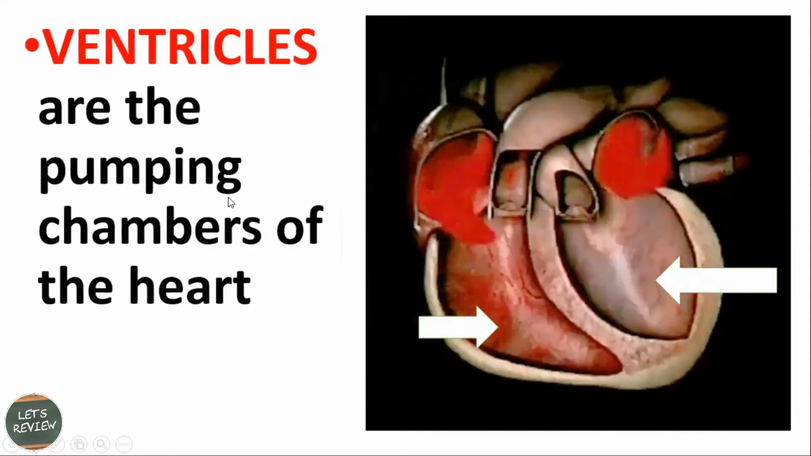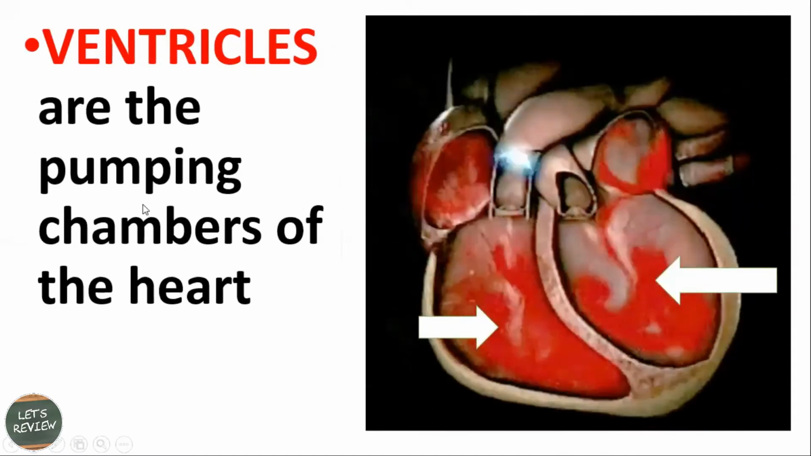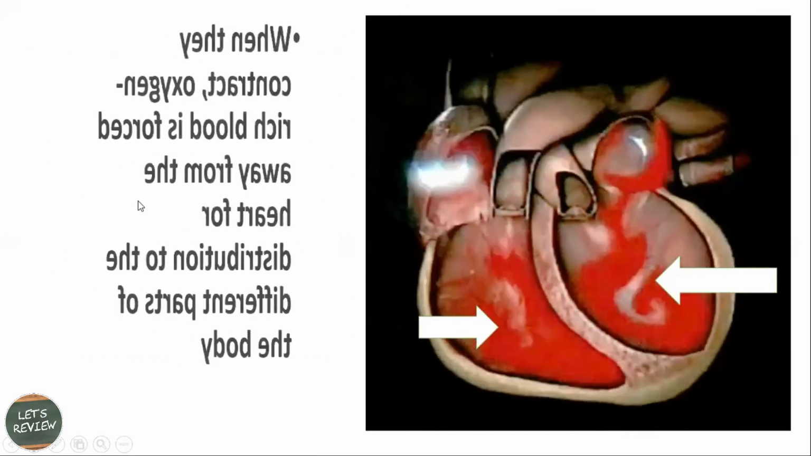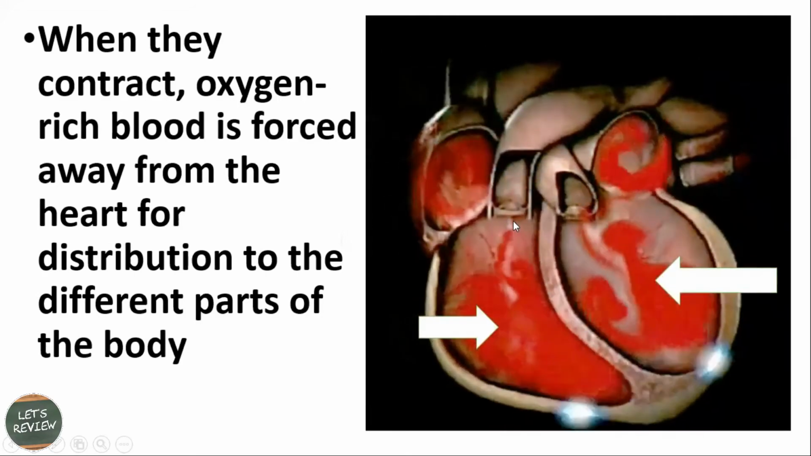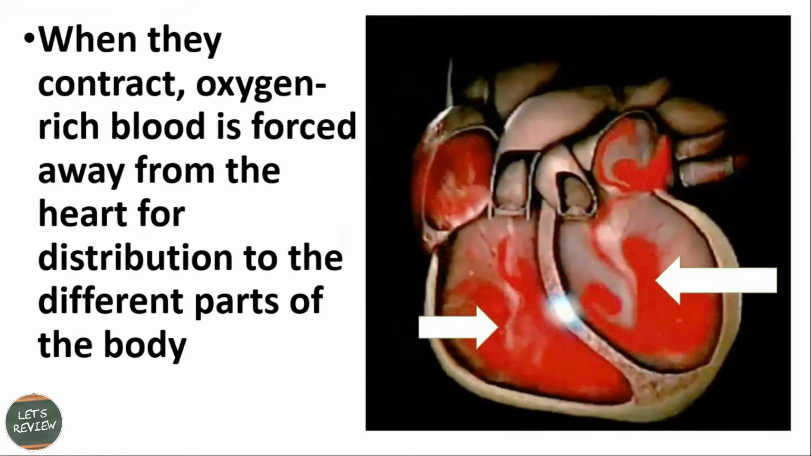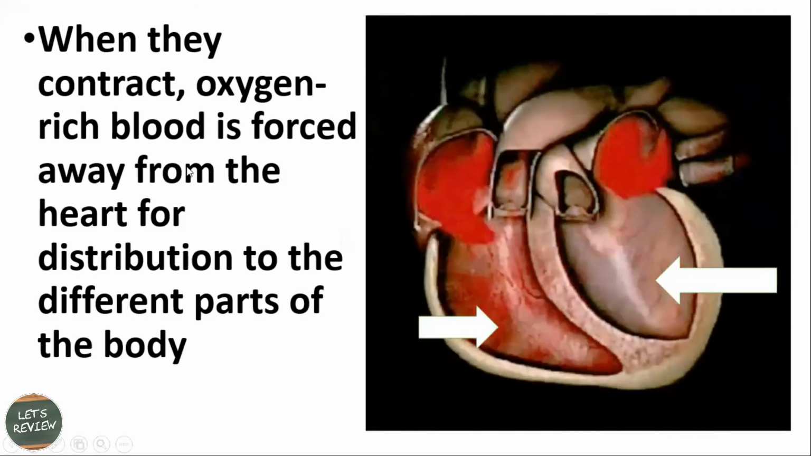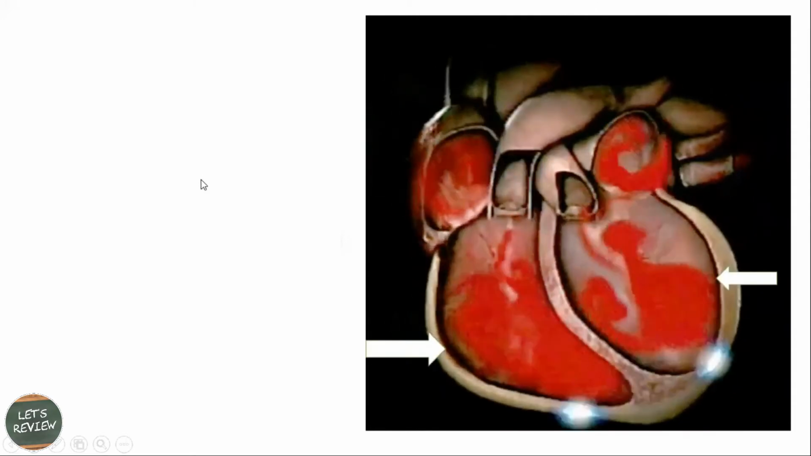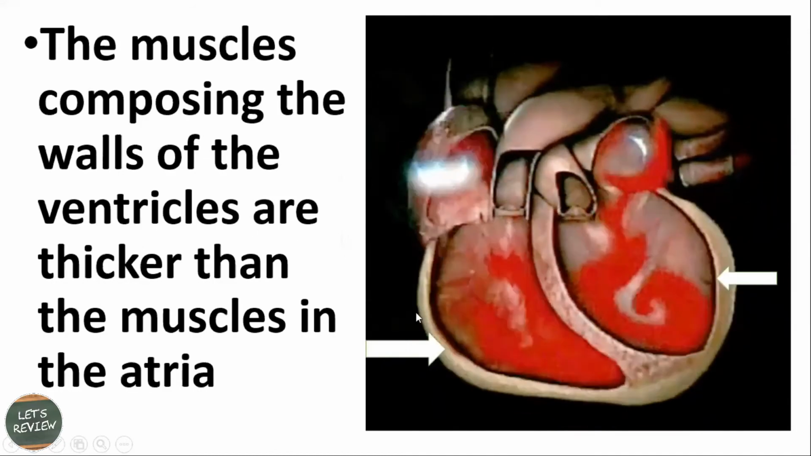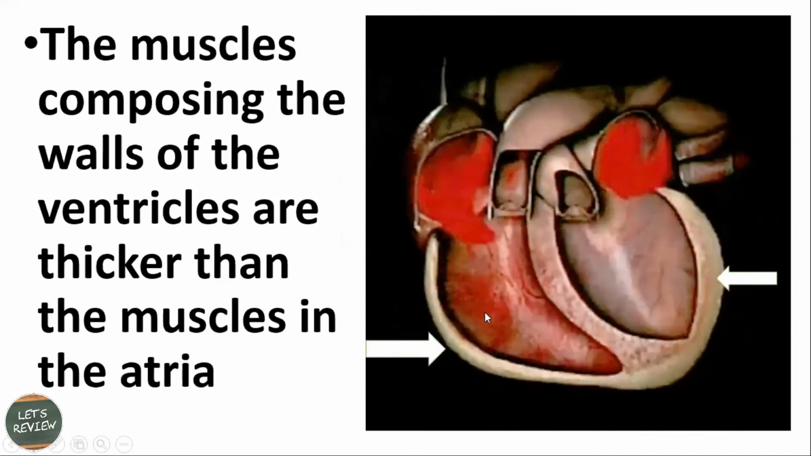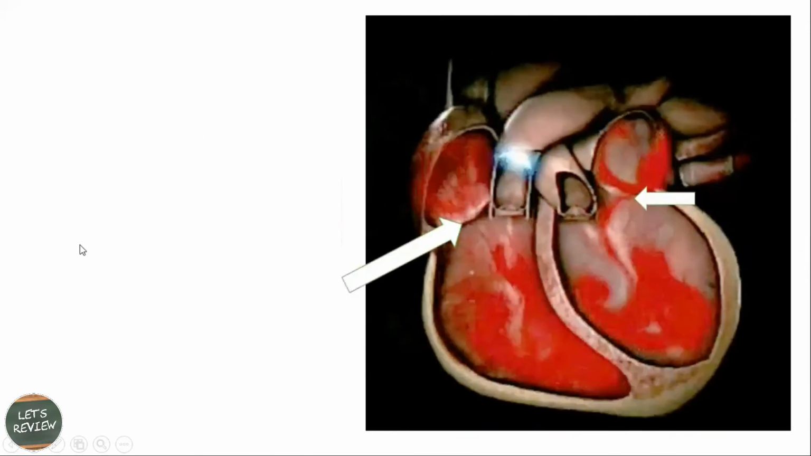Now, the ventricles are the pumping chambers of the heart. They are the ones that pump the blood out of the heart. When they contract, oxygen-rich blood is forced away from the heart for distribution to the different parts of the body, like this, as the blood moves away from the heart. Next, the muscle composing the walls of the ventricles here is thicker than the muscle in the atria because they are responsible for pumping the blood back.